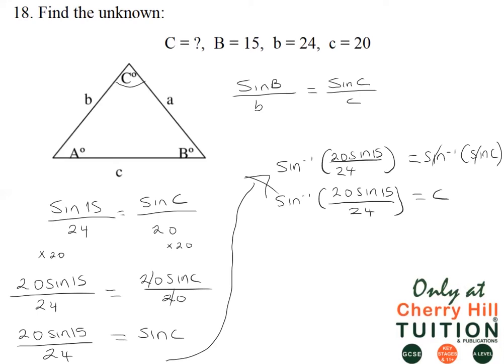And now all we need to do is plug this into our calculators, and we should get an answer of, so inverse sine 20 sine of 15 over 24 in your calculators should give you 12.46 degrees. Okay, so C is equal to 12.46 degrees, and that's your answer. Okay, so have a go at this on your own to try and see if you get the same answer, and try not to look at my working out until you get really stuck.